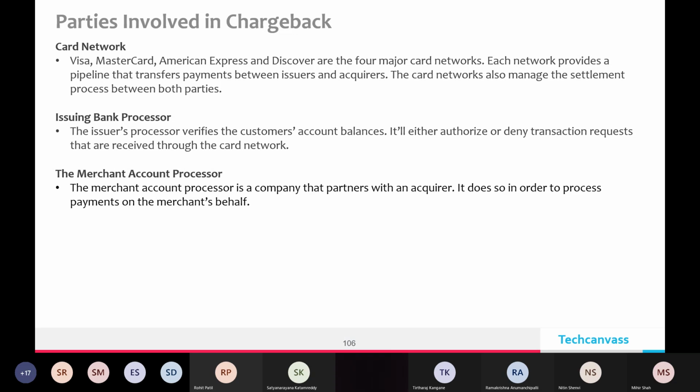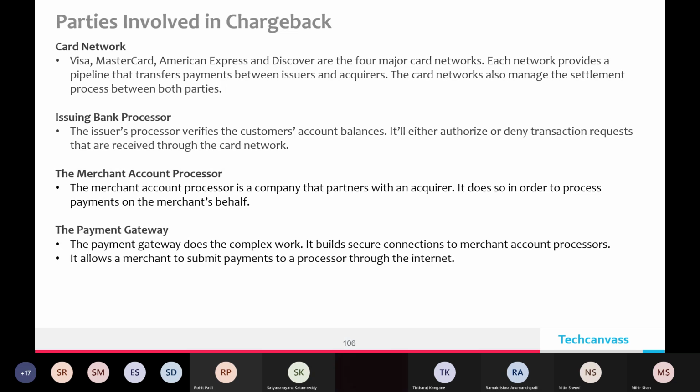Similarly, there is the merchant account processor, which is appointed by the merchant to do this kind of activity, and the payment gateway. In the same way the transaction has come, the chargeback request also goes through the same loop, and then finally the inquiry happens, and finally the decision comes out.